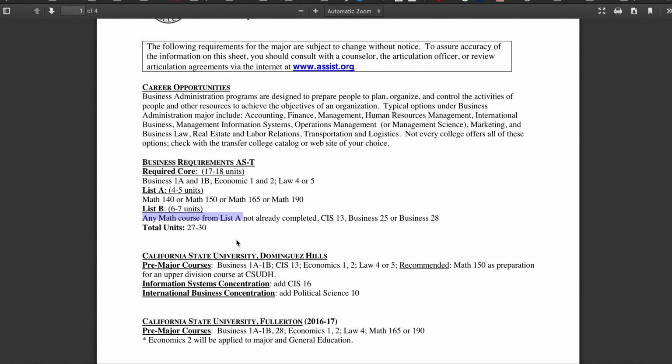Okay, and then down here, business 1A, 1B, computers, econ 1, 2, law 4 or 5, and math 150. So your Dominguez courses are in the degree already. So this basically means you still have to choose one more math course besides the 150. So students will do, a lot of times they'll do the 165. Have you done that already?